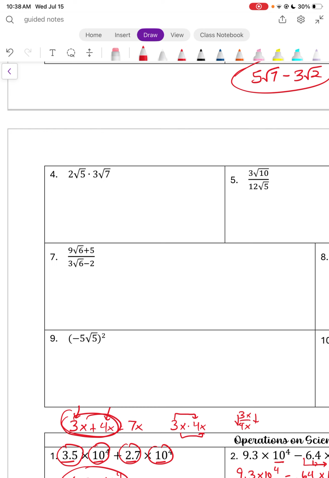anytime. And we like these because we're simply going to multiply and divide the things that are alike. The 2 times the 3 gives you 6. The root times the root gives you root 35. And simplify it if you can.